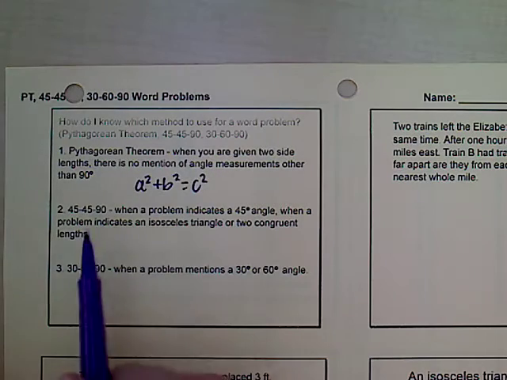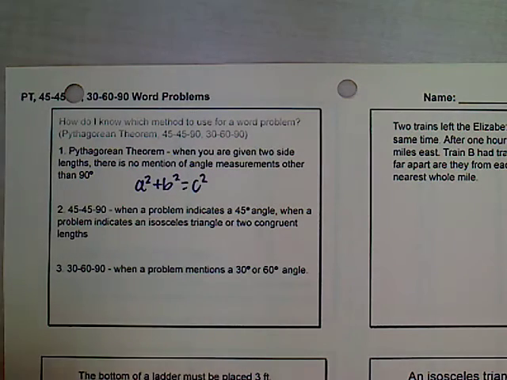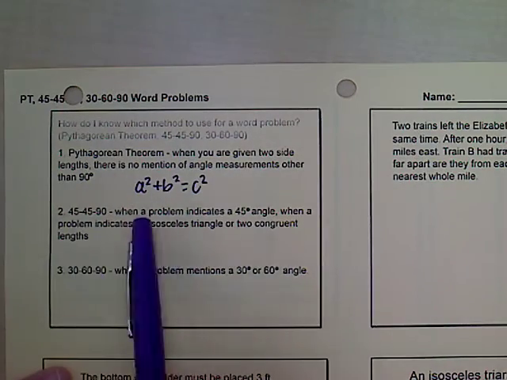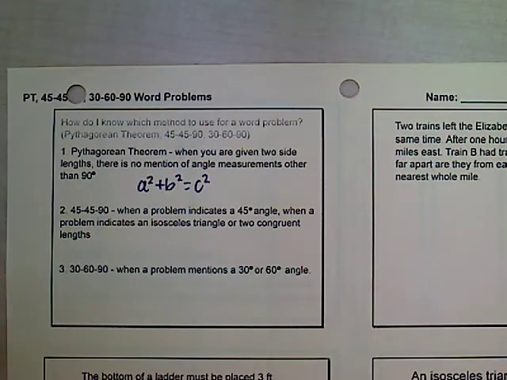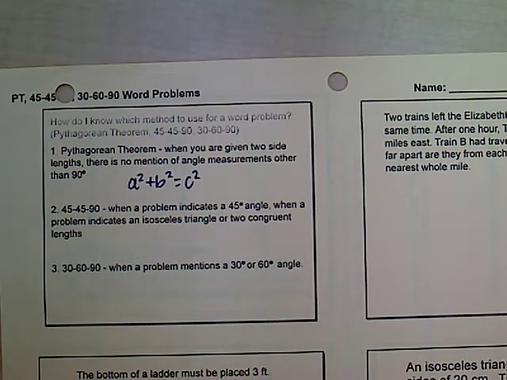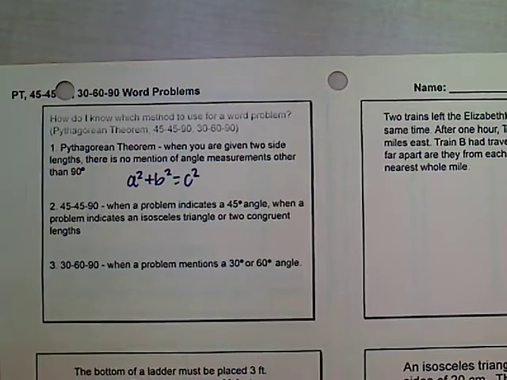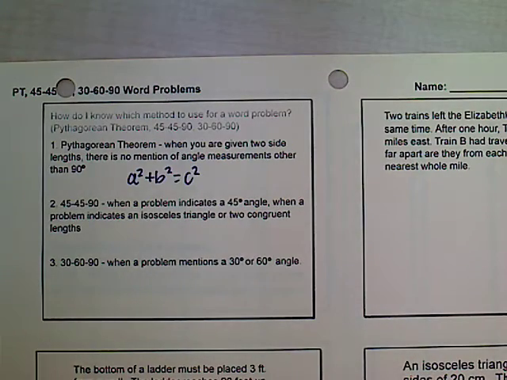You're going to use 45, 45, 90s whenever a problem indicates a 45-degree angle. For example, if it tells you that two people start walking from the same point, they walk in different directions, but they walk the same distance, that tells you that there's congruent lengths. Or it might even right out tell you that it's an isosceles right triangle. So that indicates a 45, 45, 90. Also, if it just blatantly says 45 degrees, you know that's what you're going to use. Lastly, 30, 60, 90 is when a problem mentions a 30 or mentions a 60. That's when you're going to use the 30, 60, 90 triangle.